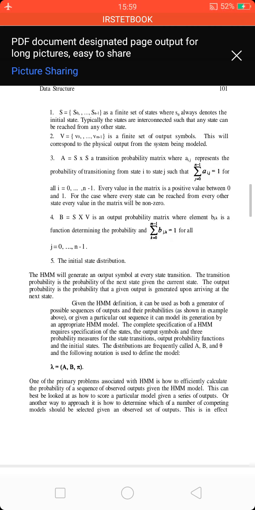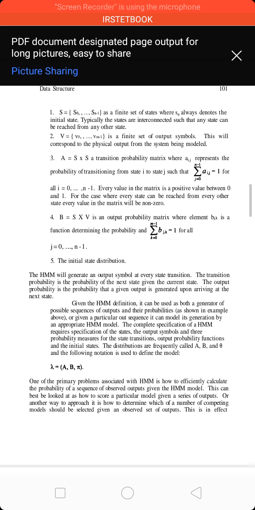For the case where every state can be reached from every other state, every value in the matrix will be non-zero. Okay, so B is equal to S into V, an output probability matrix where element j comma k is a function determining the probability, and summation of k equal to 0 to m minus 1 of b j comma k equals 1 for all j equal to 0 to n minus 1. Here, in S into S you are taking a i j equal to 1, and in S into V you are taking b j comma k equal to 1.